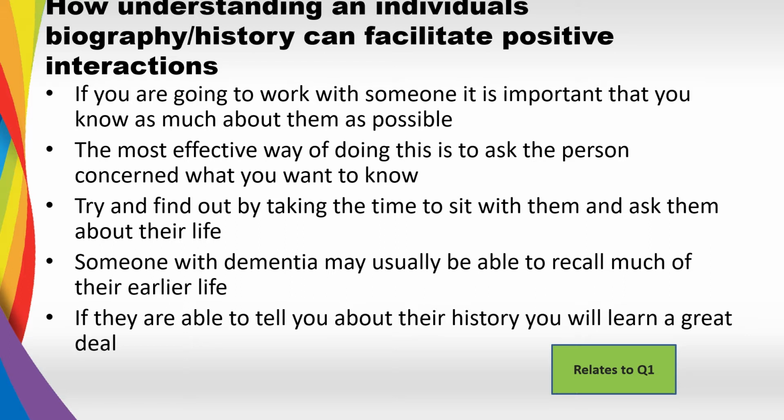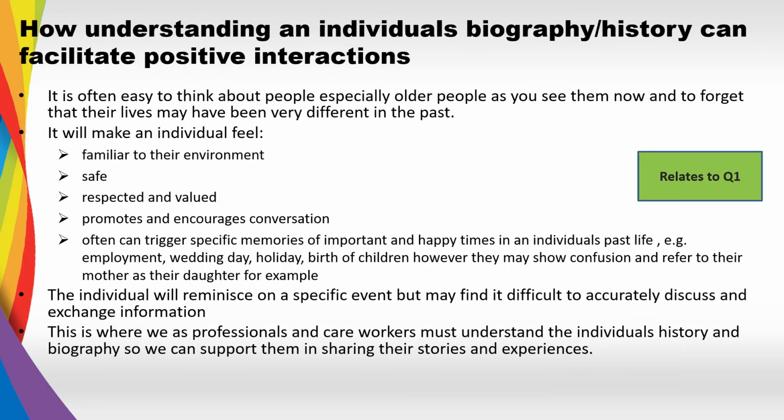Someone with dementia may usually be able to recall much of their earlier life, and if they are able to tell you about their history, you will learn a great deal. It's often easy to think about people, especially older people, as you see them now, and you can forget that their lives may have been very different in the past.